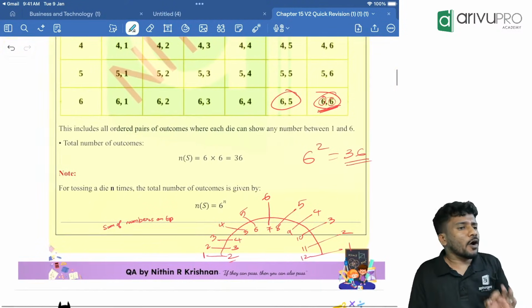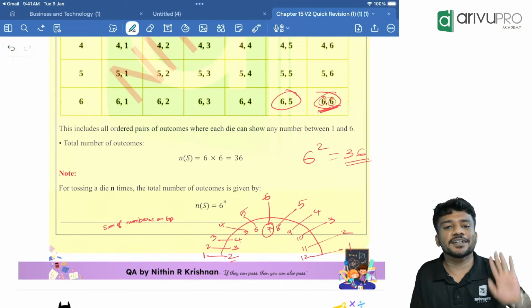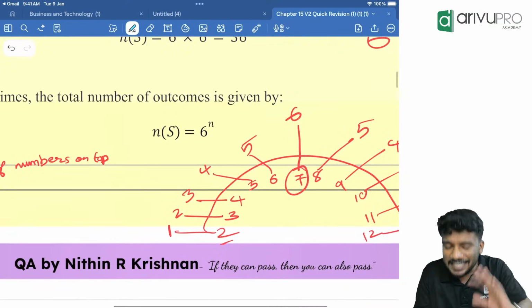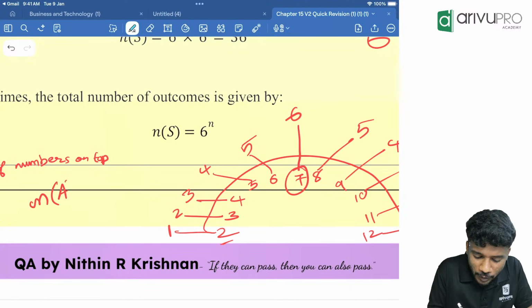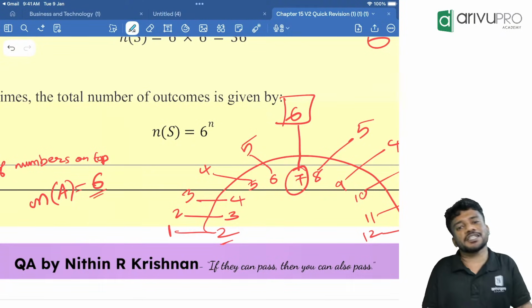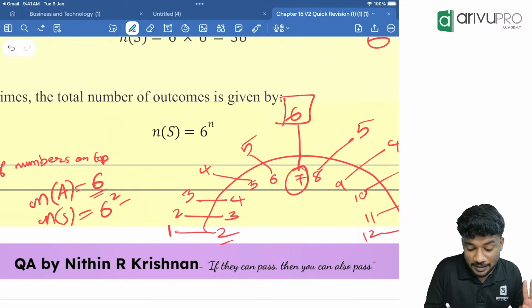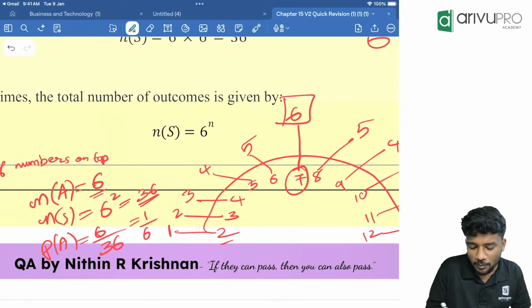Now, my next question. What is the probability of getting a sum of 7 when 2 dice are thrown? People, n of A is equal to how much here? That is, 7 is happening how many times here? 6 times. So n of A is equal to 6. Then n of S we already know. When 2 dice are thrown, it is 6 squared, which is equal to 36. So P of A will be 6 by 36. The answer will be 1 by 6.